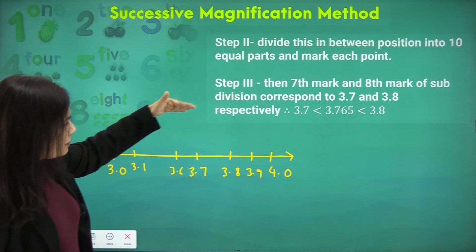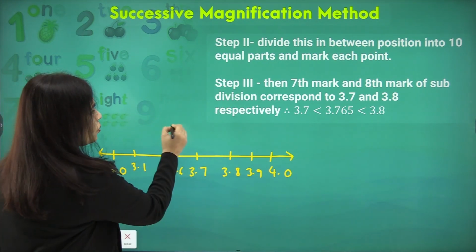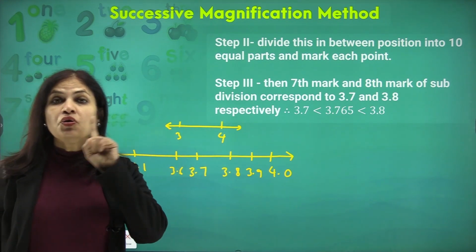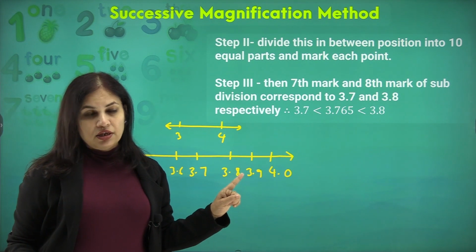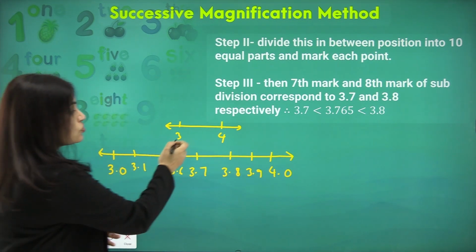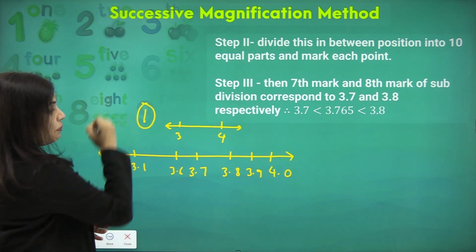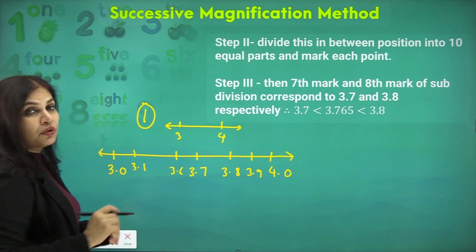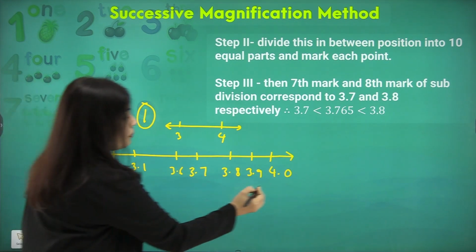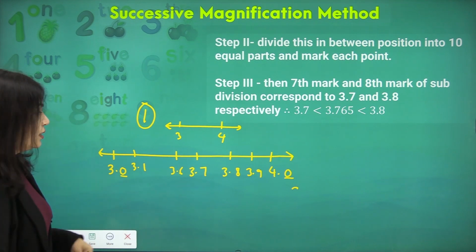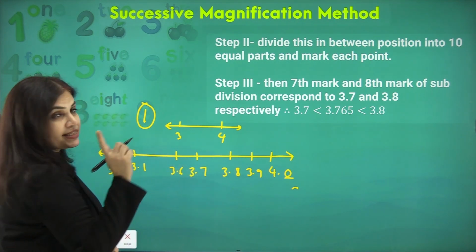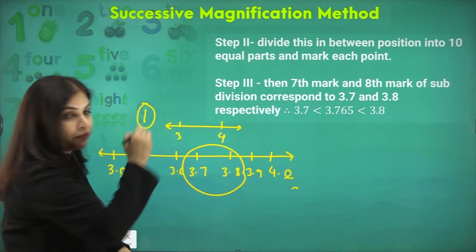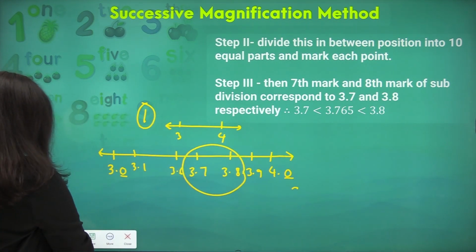So, in the beginning, I chose 3 and 4 with no decimal point. I am making it simpler. I chose 3 and 4. This was my step 1 with no decimal point. Then I inserted a decimal point and I inserted one digit after the decimal point. Then 3.765 will lie somewhere between 3.7 and 3.8. Let us see what do we have in the next step.